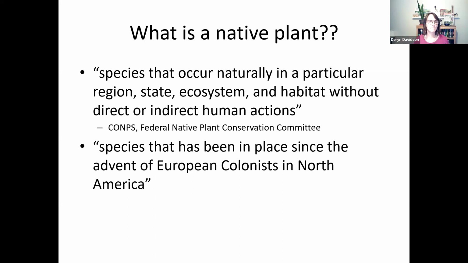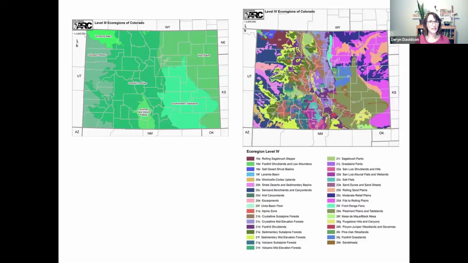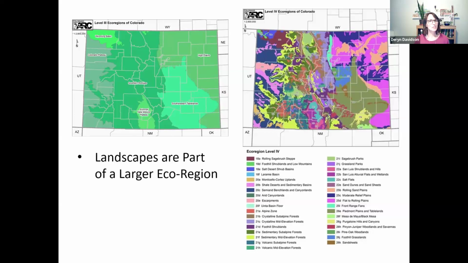So when we talk about native plants, we have our political borders. Colorado is a square, right? But we certainly have regions that are very similar that go up into Wyoming and over into Kansas, Nebraska, southwest. And that's because we have something called ecoregions. So these two maps are ecoregions. So landscapes are part of a larger ecoregion.